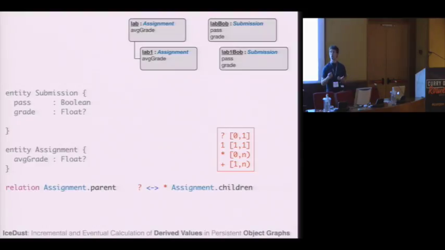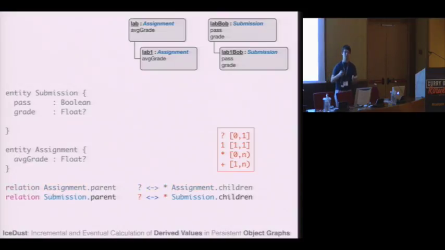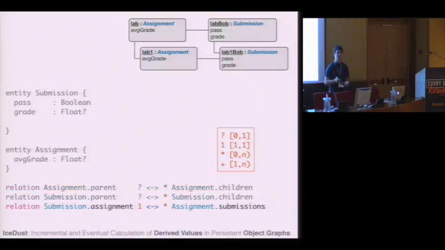So we have at most one parent, but we might not have a parent, and we have 0 or more children. And we can continue this and say, well, submissions are a tree as well, and we have an association between assignments and submissions. So that's how we specify a data structure, the data model in IceDust. Now, on this data model, we specify derived values.